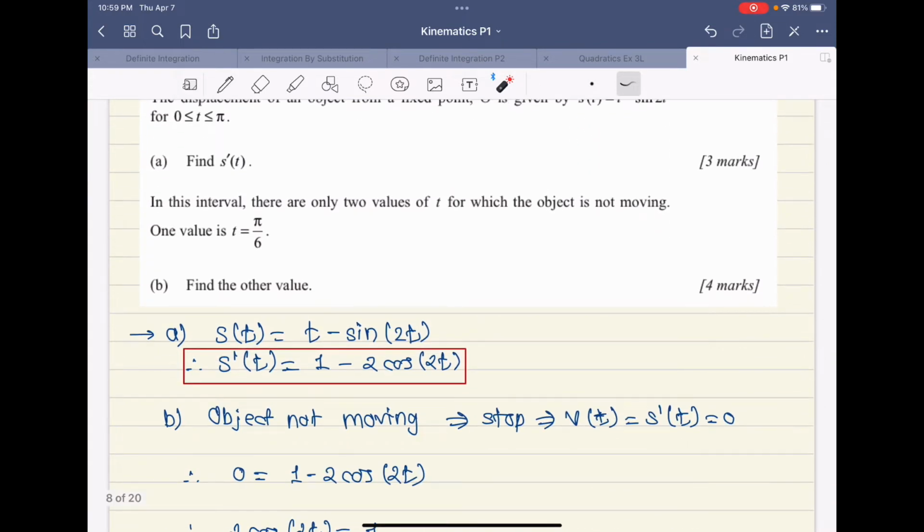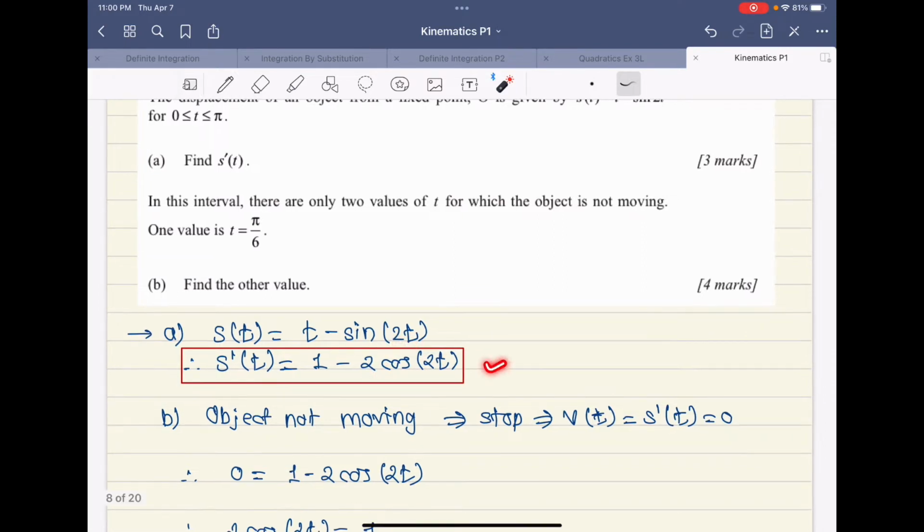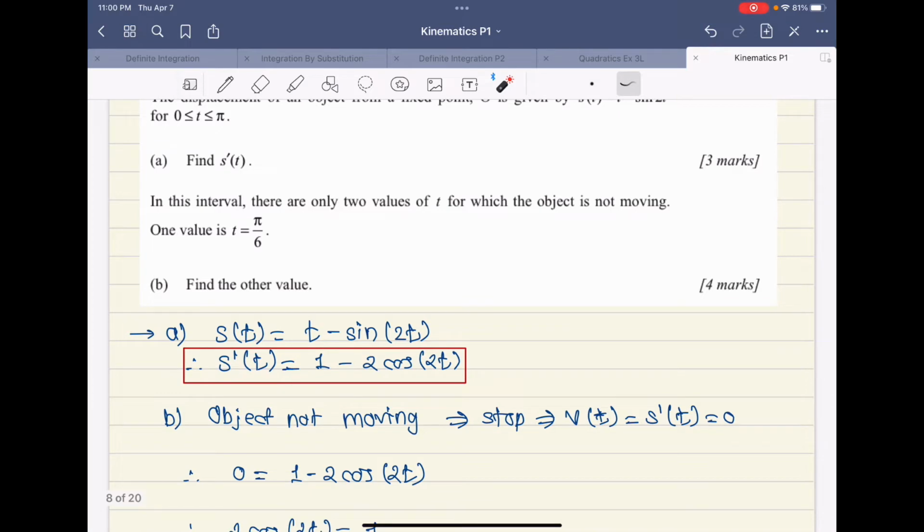So I'm writing s of t is equal to t minus sin 2t. Derivative of t is 1 and sin 2t is cos 2t times 2t derivative is 2. So the final answer is 1 minus 2 cos 2t.